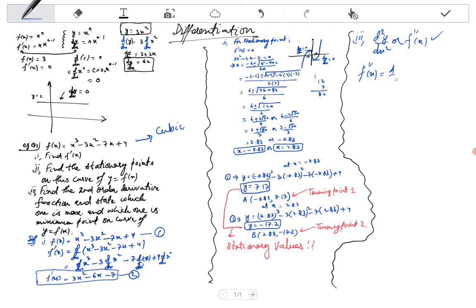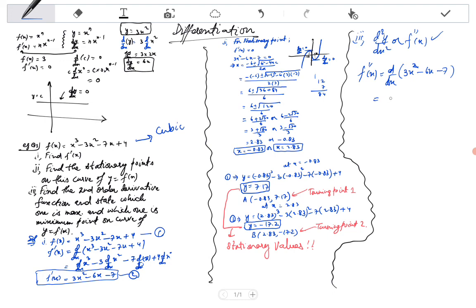Simply apply the derivative operator d by dx on both sides, but here f double dash of x is already written, so no need to show it, just show the right hand side along with the equation of f dash of x. It means I am differentiating f dash of x again. So f dash of x is 3x square minus 6x minus 7. Now I am going to differentiate the derivative function f dash of x with respect to x again.